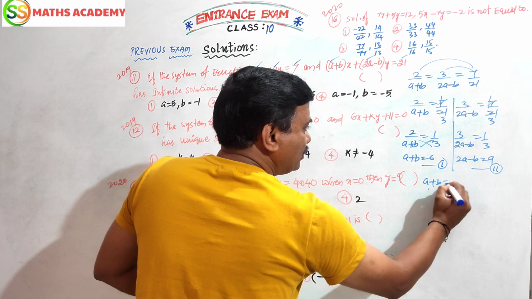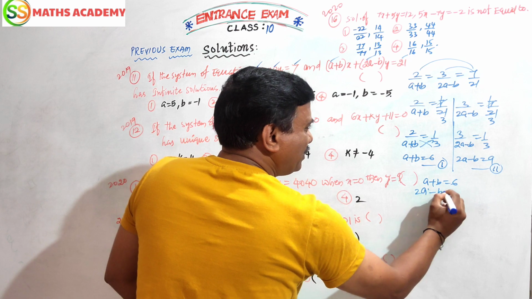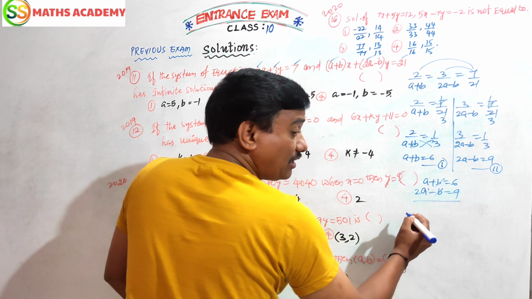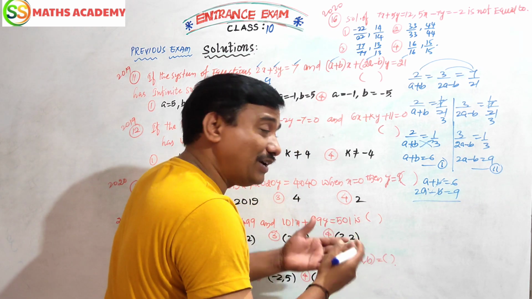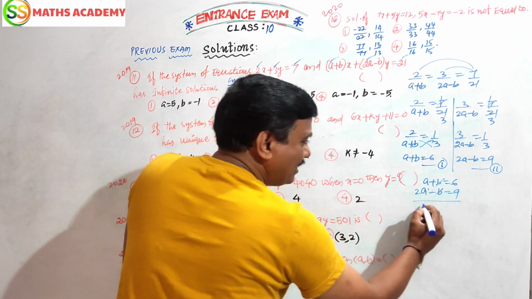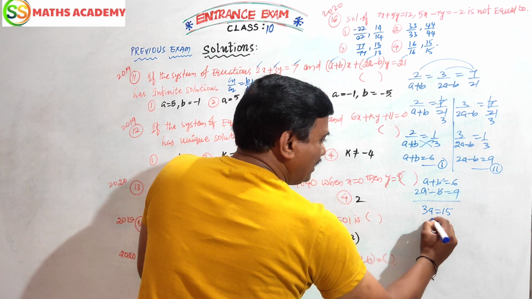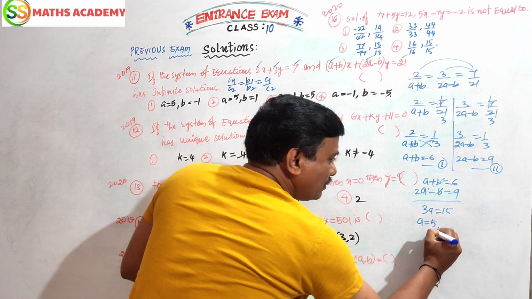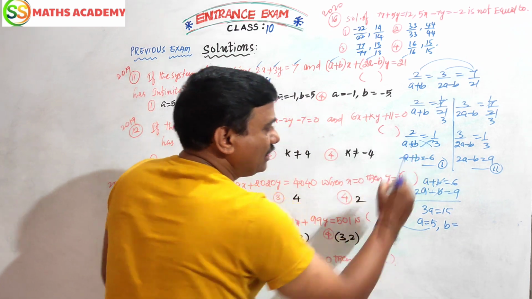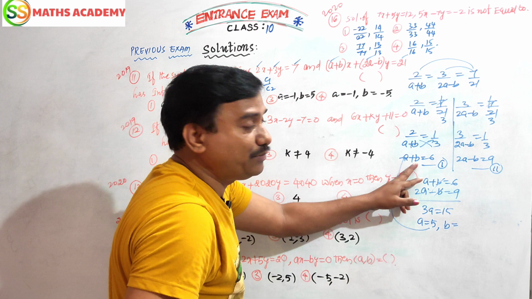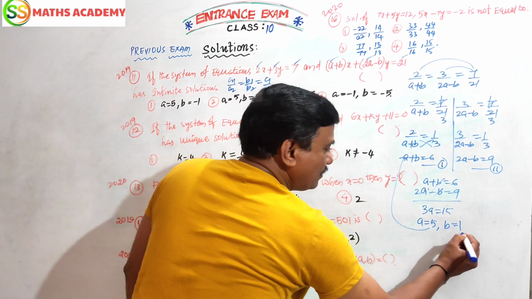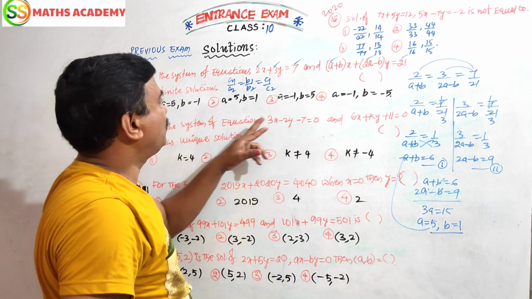a plus b equals 6, 2a minus b equals 9. b will get cancelled. We are not changing the signs also, automatically plus and minus will be there. So 3a equals 15, so a equals 5. Now substituting the a value here: 5 plus b equals 6. b equals 6 minus 5, which is 1. So a equals 5, b equals 1.